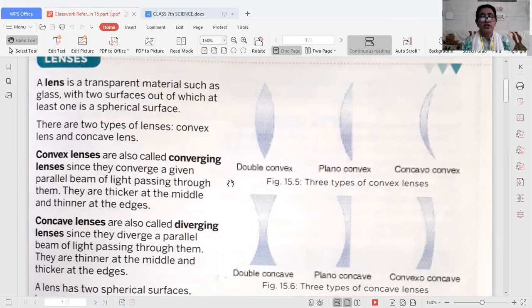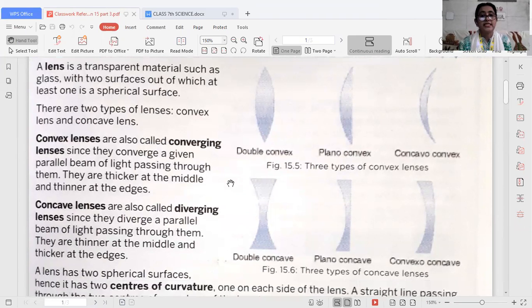Now there are two types of lenses. One is convex lens and the second is concave lens. Convex lens is also known as converging lens. Why? Because they always converge a parallel beam of light passing through them. And as you have seen, the convex lenses are thicker at the middle and thinner at the edges.